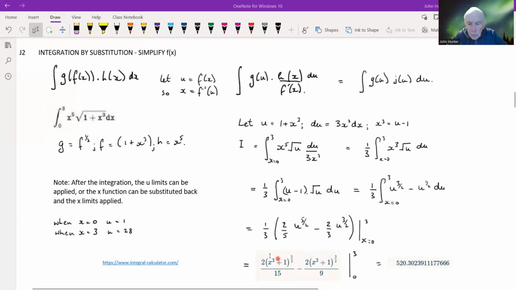What I've got here, I've not typed it out. To check my result, I used this resource here, integral-calculator.com. So if you're not aware of that, I suggest you have a look. It is a brilliant piece of work.